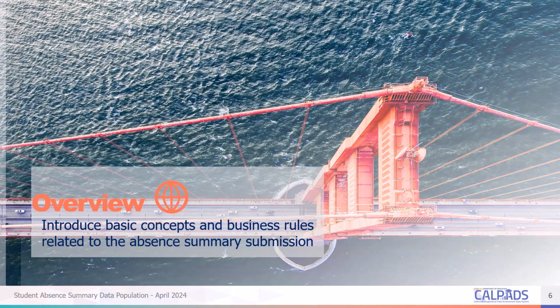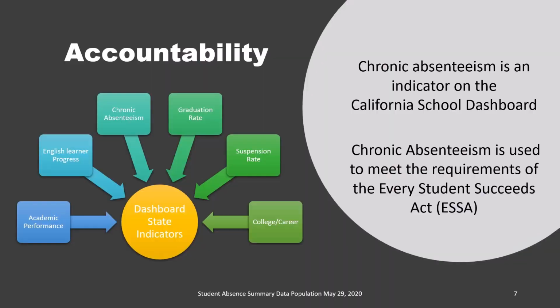Let's jump into our overview, where we'll provide some general information related to the data submission and introduce key concepts related to the data collected in the student absence summary file. Chronic absenteeism is an indicator on the California School Dashboard. The Chronic Absenteeism Indicator is used to meet the requirements of the Every Student Succeeds Act, or ESSA.